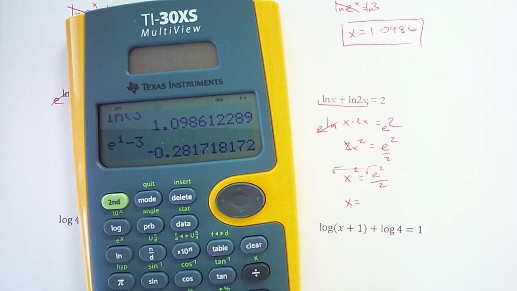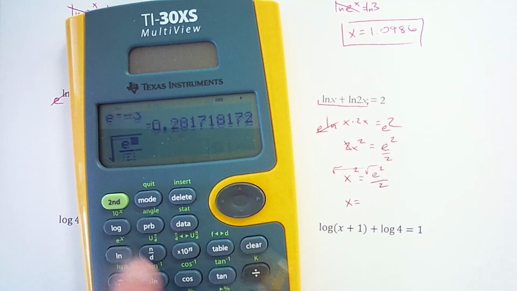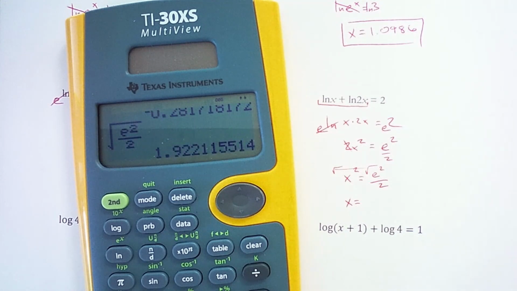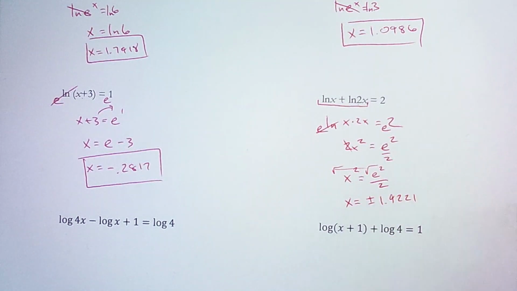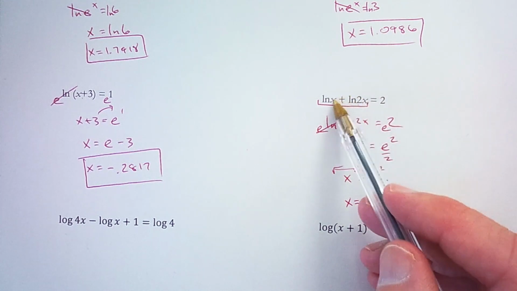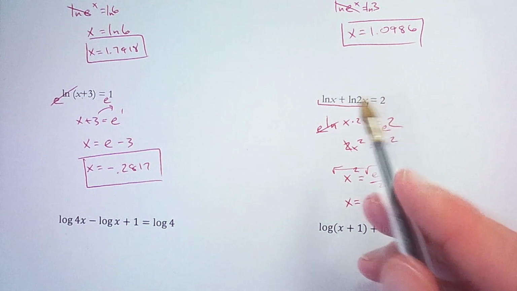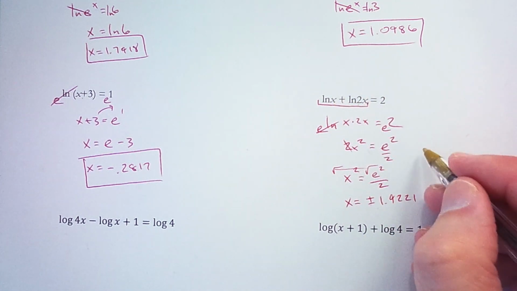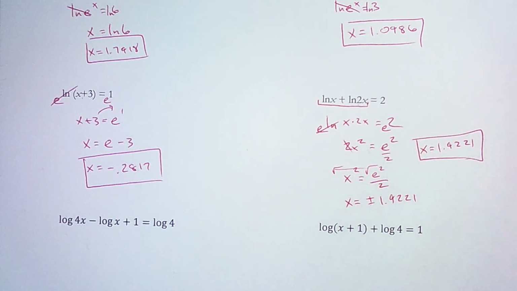And then a square root will cancel out this squared, and I'm going to get plus or minus the square root of e squared over 2. And that's plus or minus 1.9221. If I plug the positive version in for x, I'll get 2 positive arguments, but if I plug in the negative version, I will get 2 negative arguments. So x equals 1.9221, but I have to throw out that negative solution.